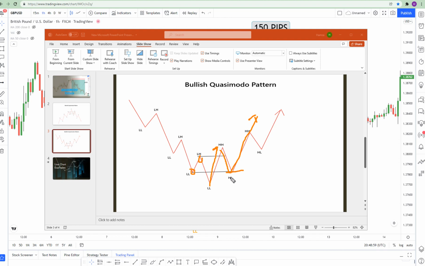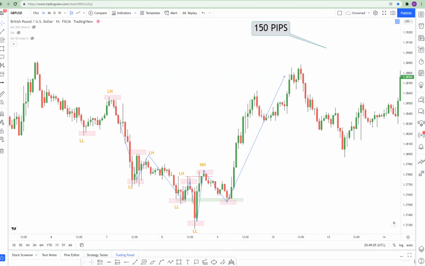And this will be the area to buy, stop loss below this area. So if we now look to the chart, we can see the same thing here. Market low, high, low, higher high, test this area, and then a trend reversal. So this trade setup gave us 150 pips. So this is how we are going to trade this pattern, Quasimodo pattern. I have shown some examples of bullish and bearish pattern.